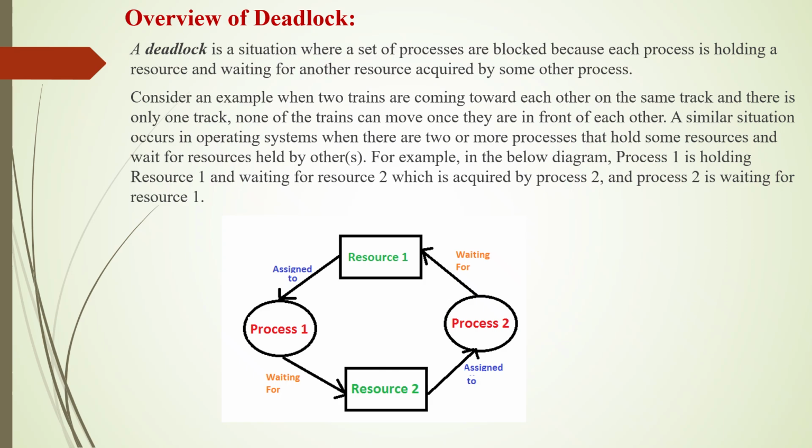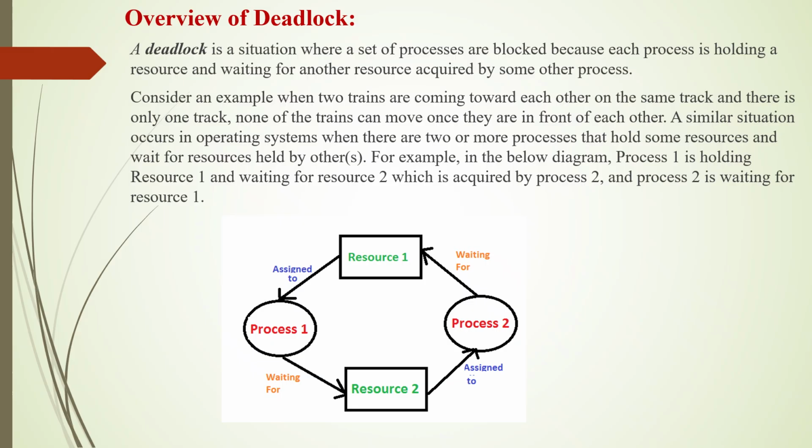Simple real-time example: two trains coming toward each other on the same track. Since there is only one track, both trains stop and wait for the other to move, but neither train can move first, so both remain blocked. This situation is similar to a deadlock in an operating system. Now let's understand the diagram shown in the slide.